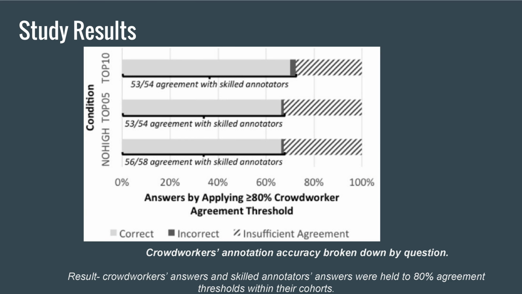An answer by crowd workers was considered for evaluation if it crossed the 80% threshold. That is, at least 4 of the 5 crowd workers marked the same answer. This figure illustrates the accuracy rate across the 3 different conditions. It also shows that accuracy is not affected by highlighting. Top 5, top 10, and no high have similar accuracy rates.